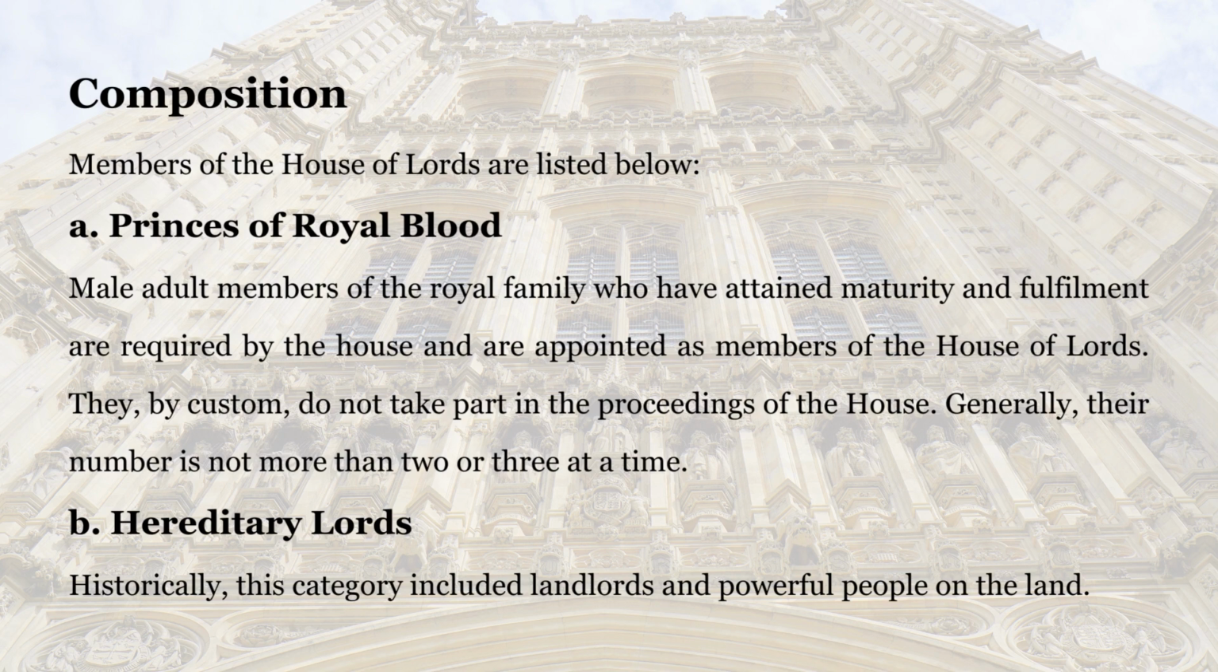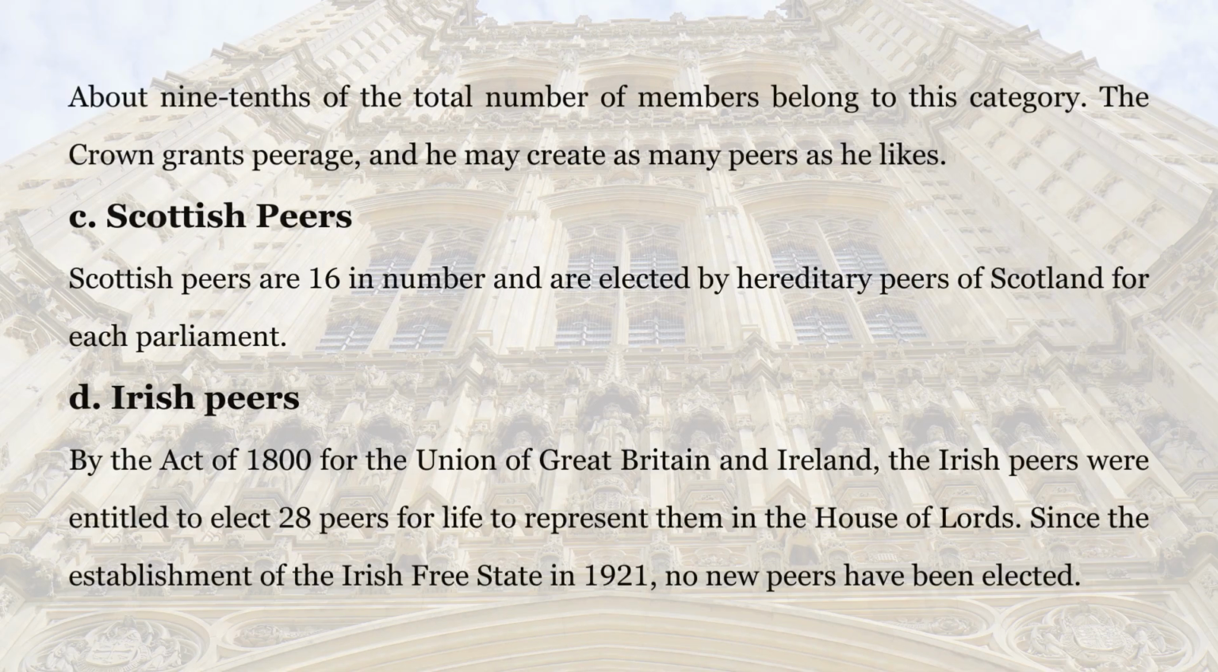B. Hereditary lords. Historically, this category included landlords and powerful people on the land. About 9/10 of the total number of members belong to this category. The Crown grants peerage, and he may create as many peers as he likes.